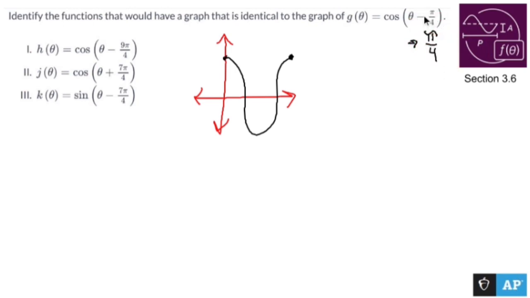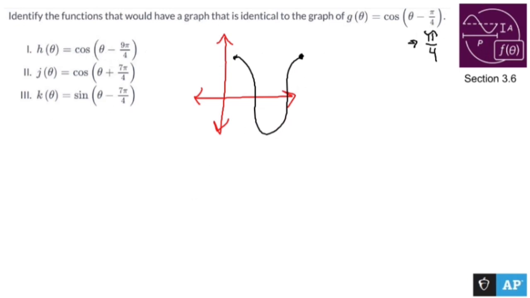Now, that's a negative, and if you're wondering why it is shifted to the right, well, a negative number inside the theta or the x of a cosine represents a positive horizontal shift. It's opposite land in here. It always is. So this guy is going to end up looking something like that. So I need to figure out which one of these do that.